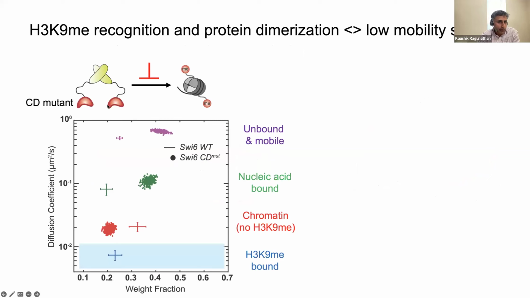So one thing that we learned is that the business end of the protein is, of course, the chromodomain. And if you mutate the chromodomain, it inhibits H3K9 methylation binding. As you can see, we get a result that is very similar to deleting Clr4 in these cells, a complete loss of molecules in the blue state, and an increase in the molecules that are in the unbound or mobile states.